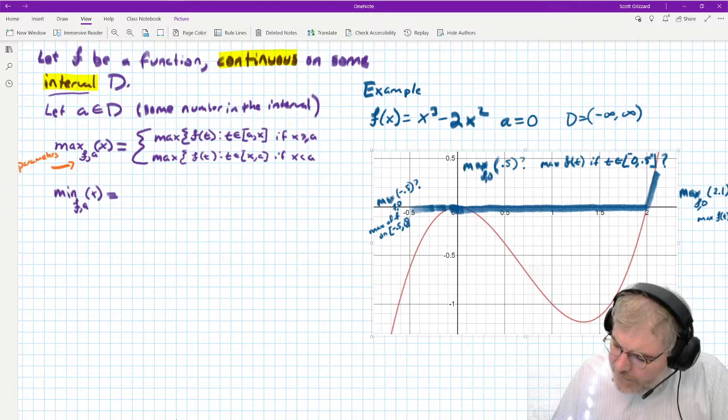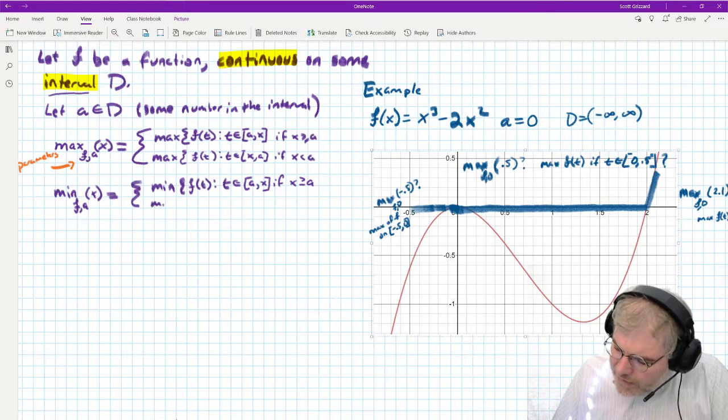And that is defined as the minimum of f of t, where t is in [a, x], if x is greater than or equal to a, and the minimum of f of t, where t is in [x, a], if x is less than a.